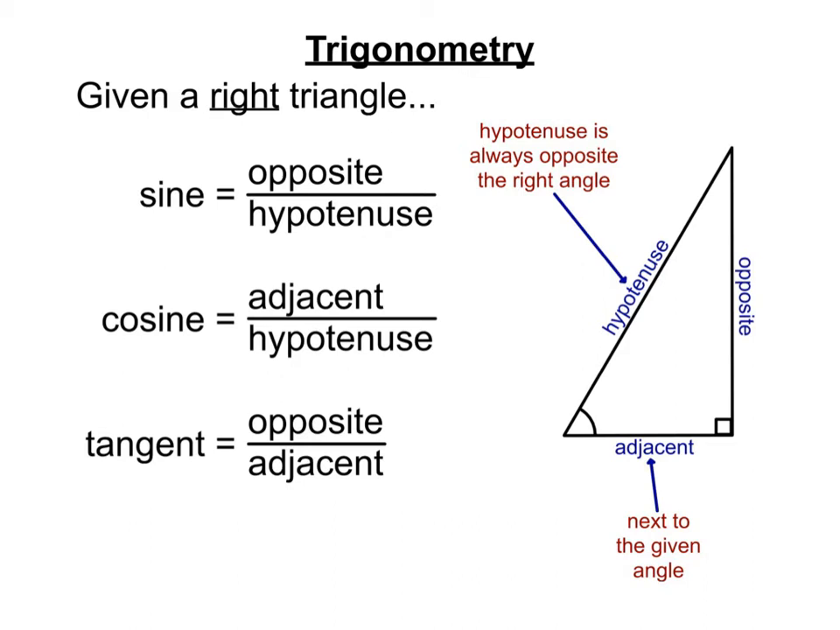So, as some of you may recall, there actually is a particular word that we use in order to remember sine, cosine, and tangent. We have SOHCAHTOA. Now, this is one way that you can remember the definitions of sine, cosine, and tangent. It's not the only way, but it is a good way to remember sine, cosine, and tangent.